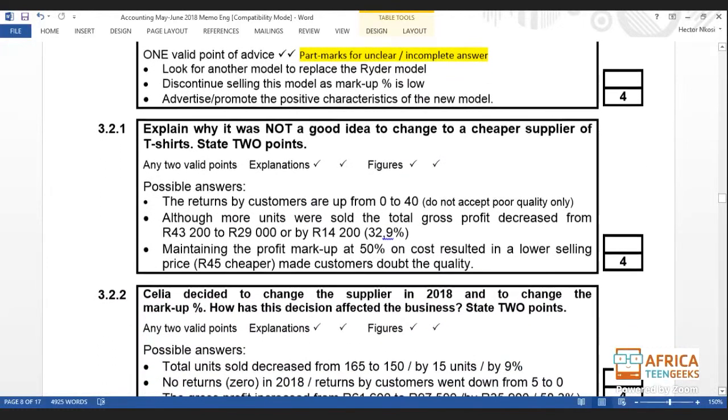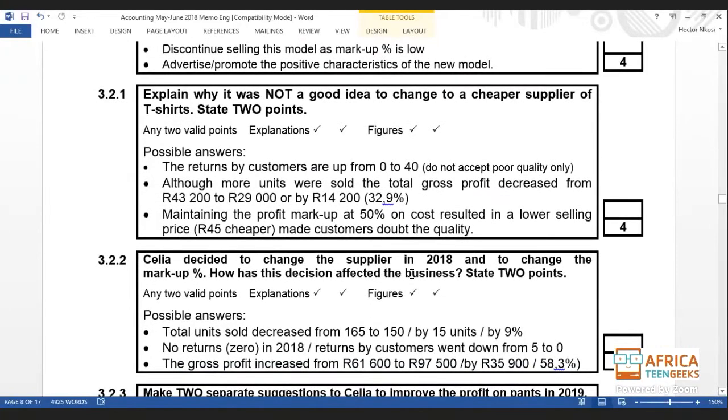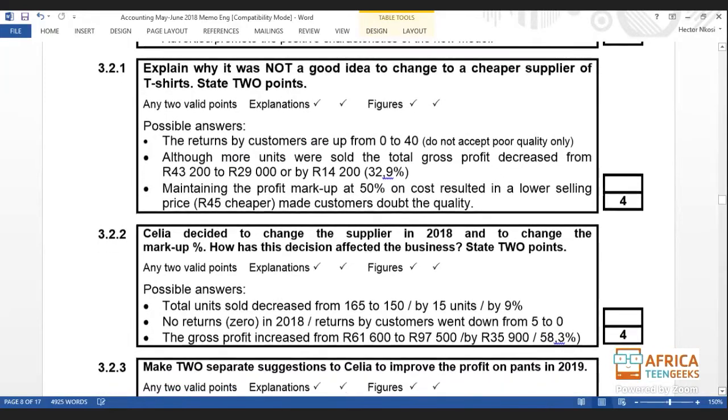Then now it says to you, Celia decided to change the supplier in 2018 and to change the markup percentage. How has this decision affected the business? State 2 points. Remember also to quote figures. The total units sold decreased from this to that. No returns in 2018. The returns by customers went from 5 to 0, basically. So no wonder Celia decided to change the supplier in 2018 and to change the markup, because now the returns went down also, which is the good thing, and the gross profit increased from 61,600 to 97,500.